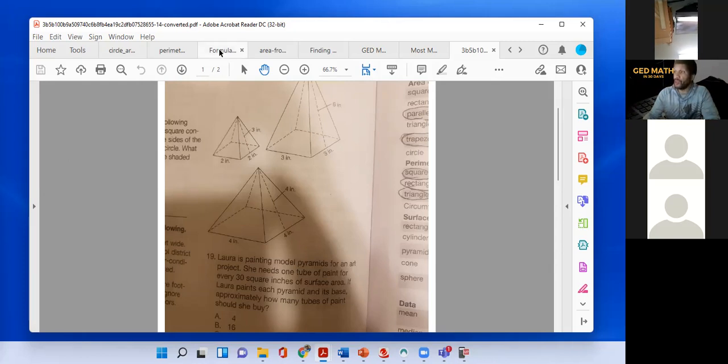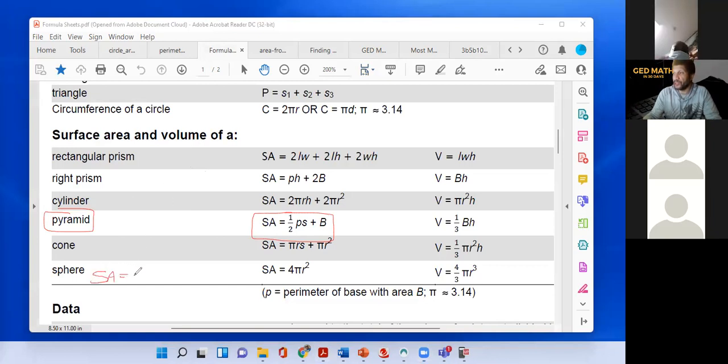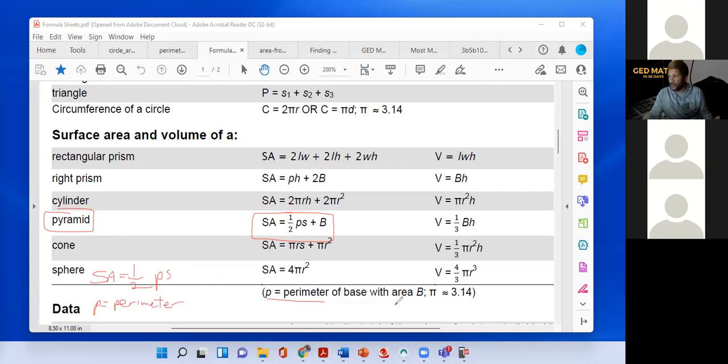Now, if we look on the formula sheet, we've got the pyramid, we want surface area. So we're going to go to our formula sheet and find my formula. We have a pyramid here, surface area is right there. So SA, I'm going to write it down here, surface area is equal to 1/2 P S. Well, what is P? I don't know what P and S are. So it tells you right here. P is your perimeter of the base, P equals perimeter of base with area B. And then your S is your slant height.